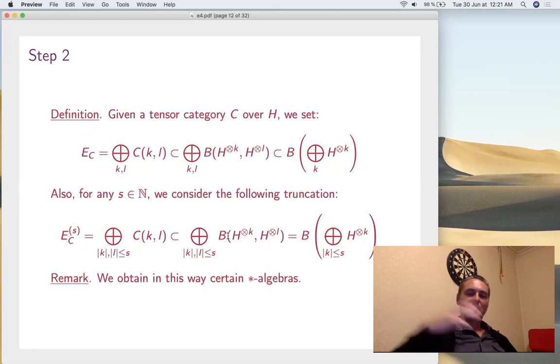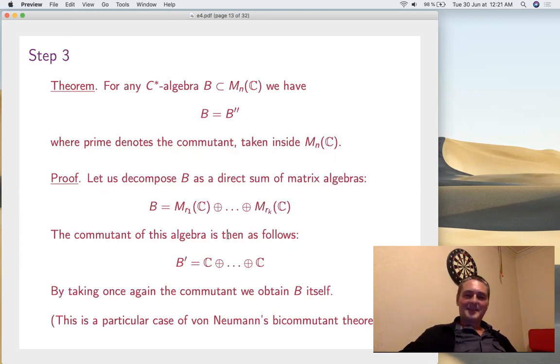So very good, that's our idea now. We converted categories into algebras. Very good, we can do algebra. And even better, these algebras, we truncated them. They are C-star algebras. So we can do C-star algebras, okay? Now comes step 3. We have finite dimensional C-star algebras, and something that we need to know about them is the von Neumann bicommutant theorem. Well, in this very simple setting, finite dimensional.